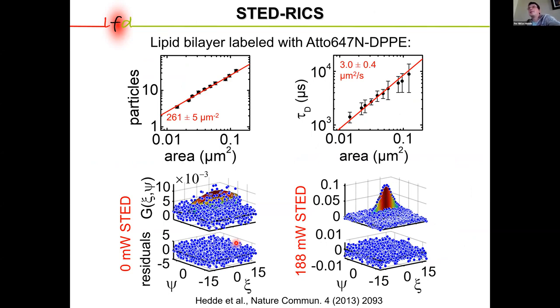Here's just an example of the lipid bilayer, where we have lipids DPPE labeled with a far-red dye, ATTO 647N, and you see the measured number of particles as a function of the area, where the area was controlled by increasing the STED power, and it scales. And the same you can see for the diffusion time, which is the average time it takes the molecule to cross the observation volume. And as we shrink the observation volume down, or the observation area in this case of the membrane, the transit time, of course, will be less.